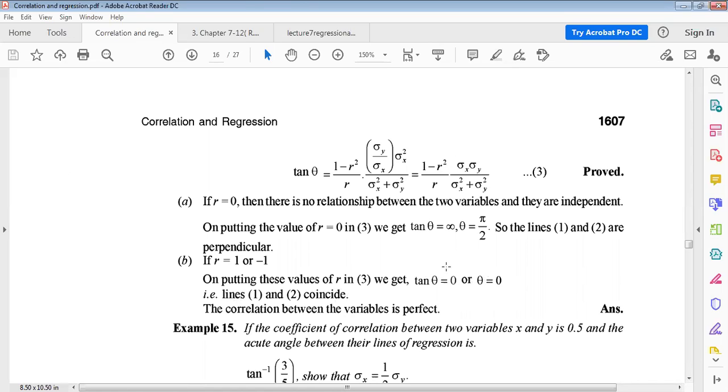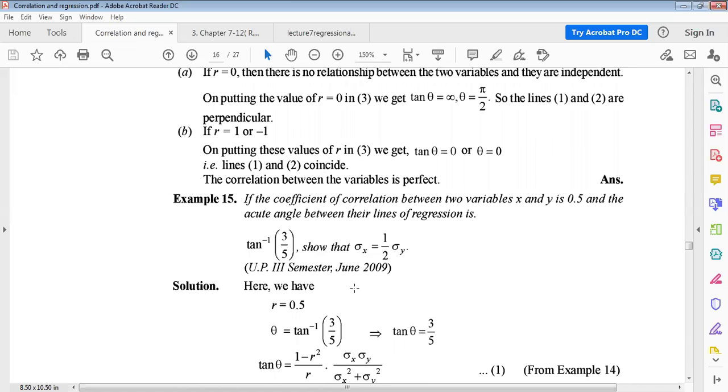Yes, sir. Actually, putting r equals 0, first we get undefined, which is 90 degrees. This is why they are perpendicular, and this case coincides.